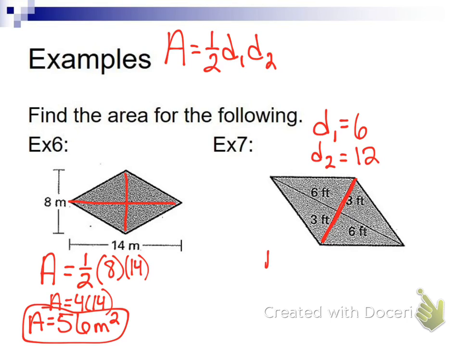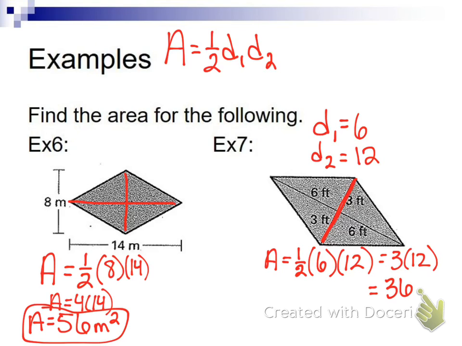So we still need to find the area. So we will plug in 1/2 times 6 times 12. Half of 6 is 3. 3 times 12 is 36. Units are feet squared.